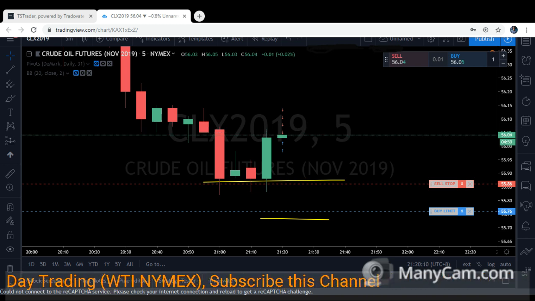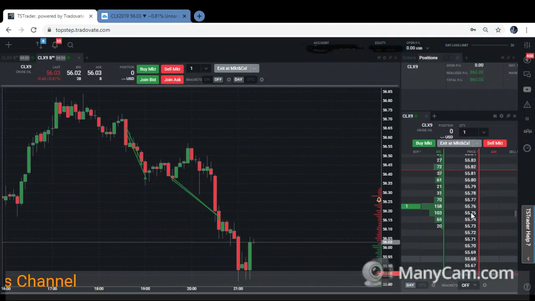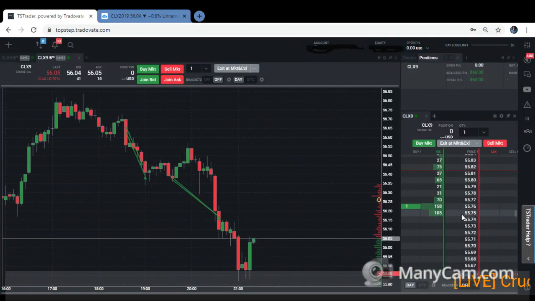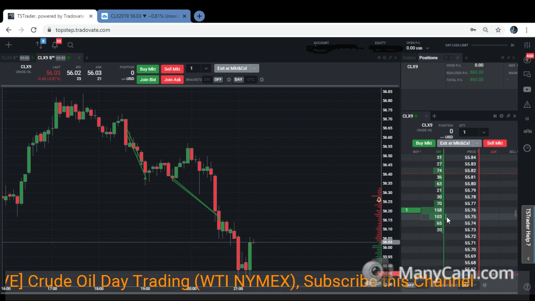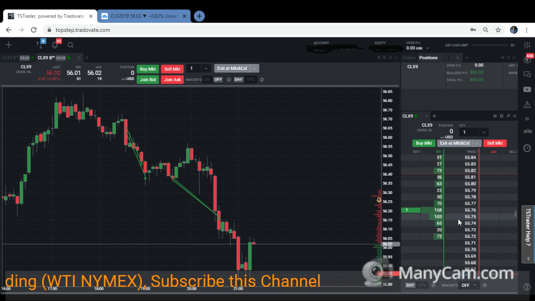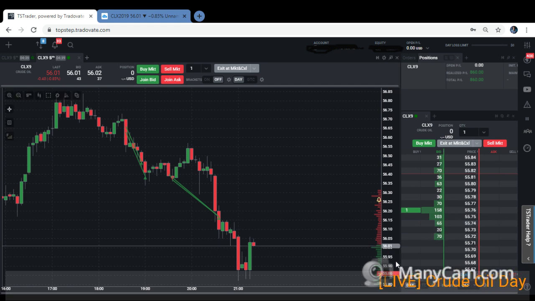New York time. Let's take a look at the volume to see if we can find another higher volume on the downside. Yes, I found one at 55.76, 55.75, which is quite high. So this might create a tendency for the market to go in this direction in the next 30 minutes. Let's wait patiently.